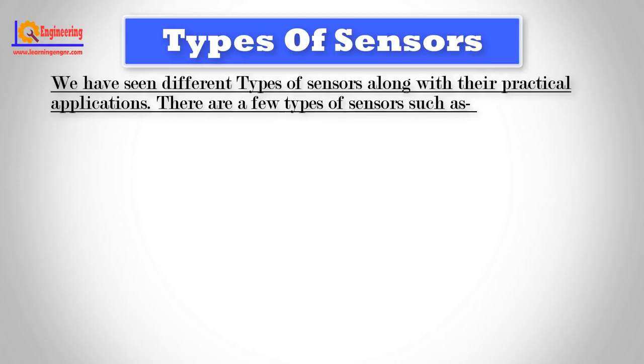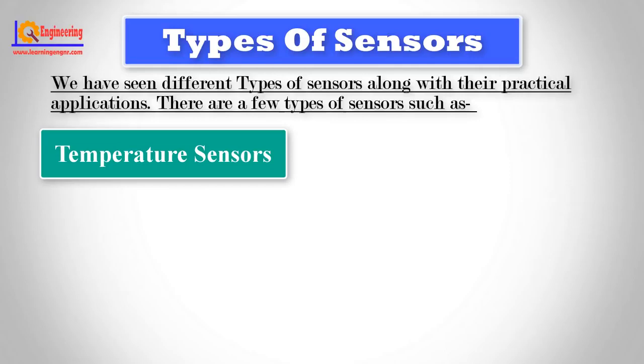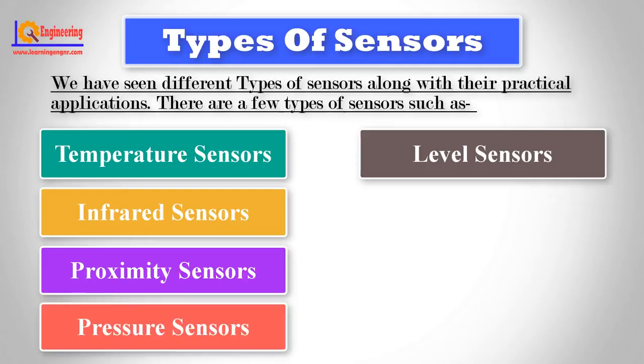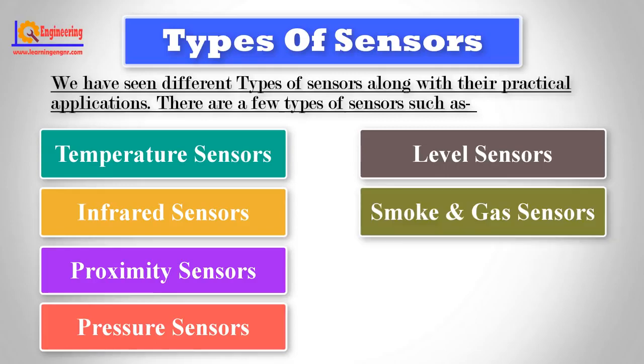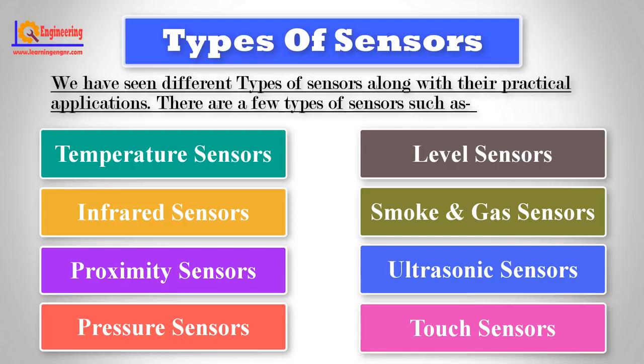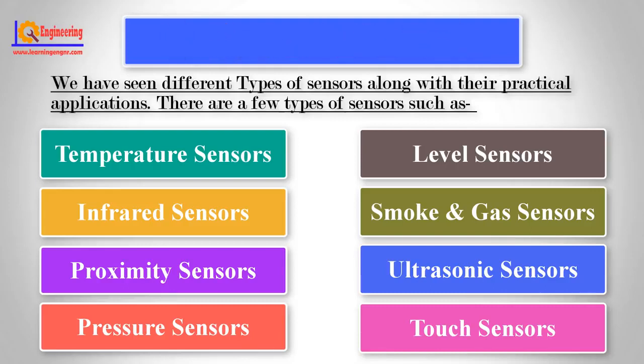There are a few types of sensors such as temperature sensors, infrared sensors, proximity sensors, pressure sensors, level sensors, smoke and gas sensors, ultrasonic sensors, and touch sensors that are commonly used in most electronics applications.